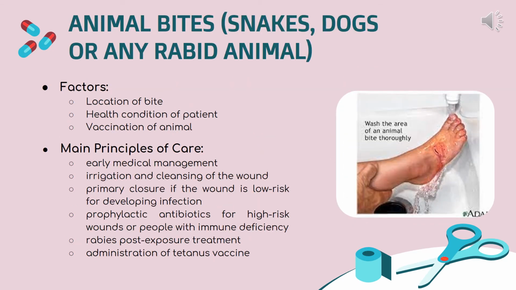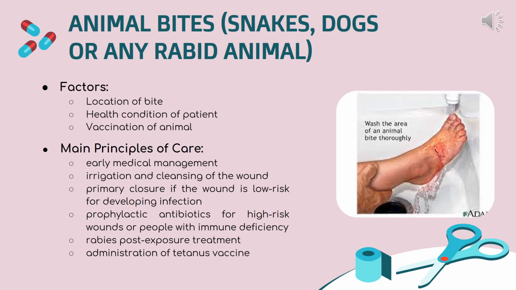The next set of nursing interventions that we'll be talking about is focused on animal bites, whether it may come from snakes, dogs, or any other rabid animal. So the treatment of animal bites involves several factors such as the location of the bite, where the part of your body which you were bitten, then the overall health condition of the bitten patient, maybe old, young, pregnant, or maybe even immunocompromised. And lastly, whether or not the animal who bit the patient is vaccinated against rabies.